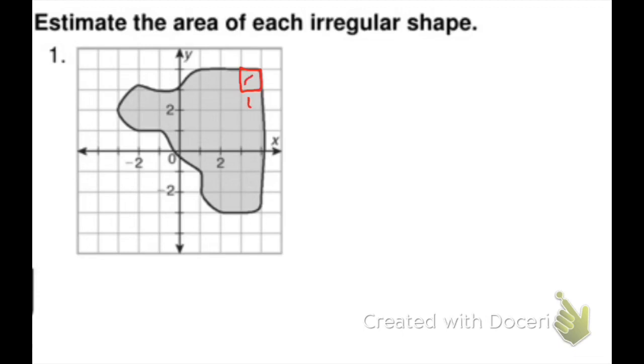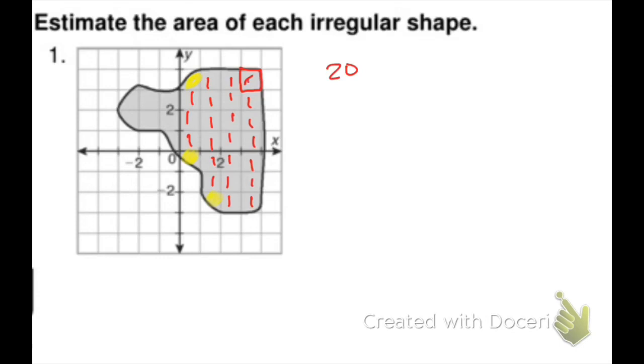So I have 1 here, 2, 3, 4, 5, 6, 7, 8, 9, 10, 11, 12, 13, 14, 15, 16, 17, 18, 19, 20. So we're at 20 right now. Now I'm not going to count this one right here because it's not a full square. So I'll come back to that. So we're at 20. I'm not going to count this one. 21, 22, 23. I'm not going to count this one. So I have this one, and this one to come back to.